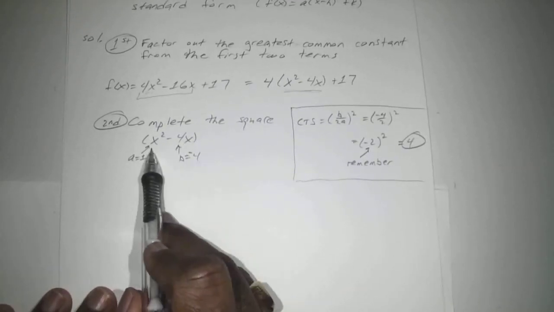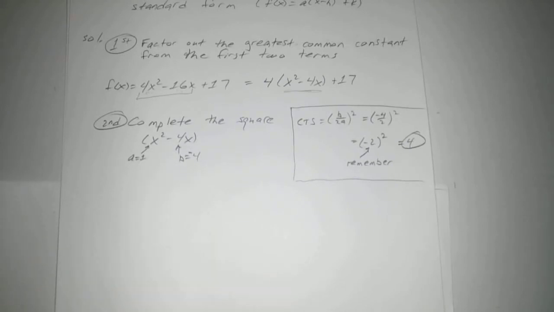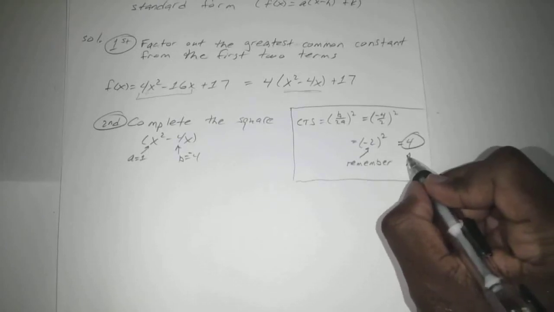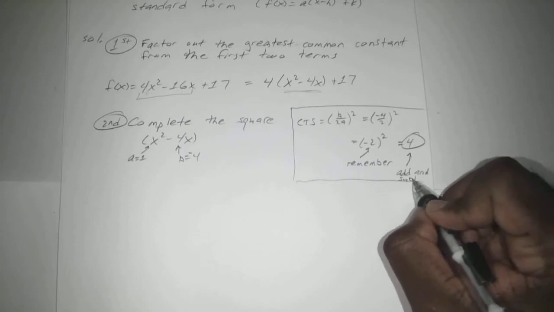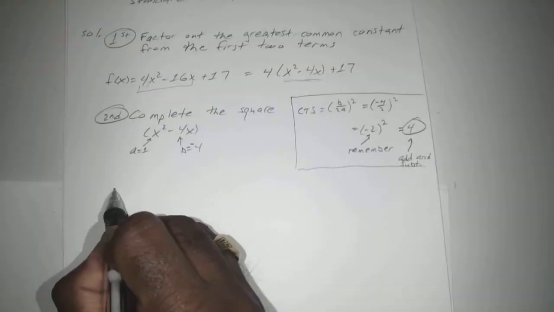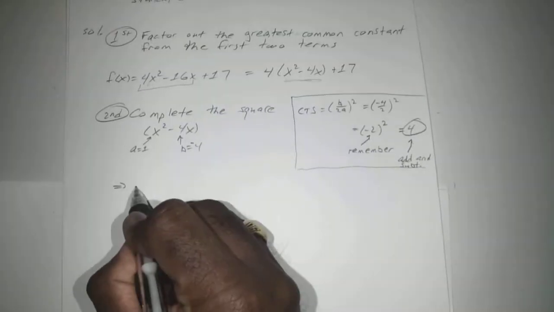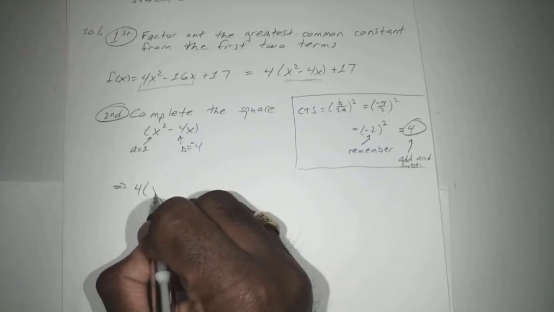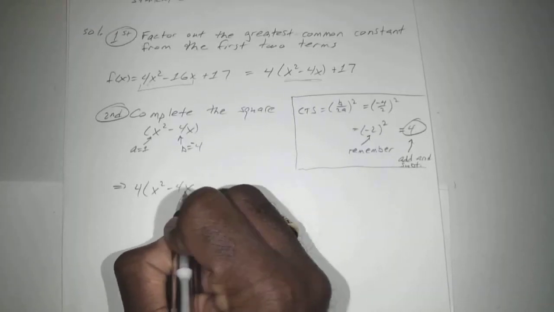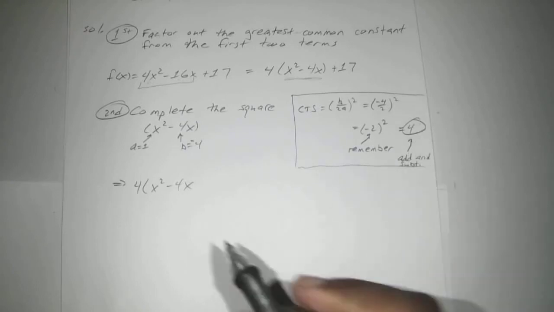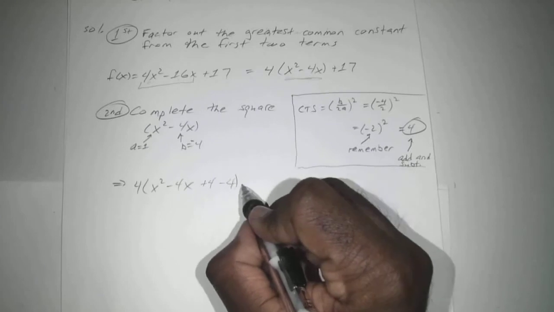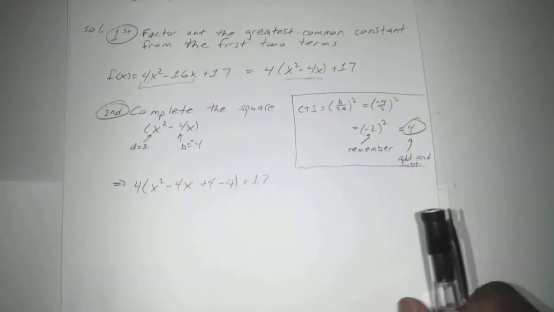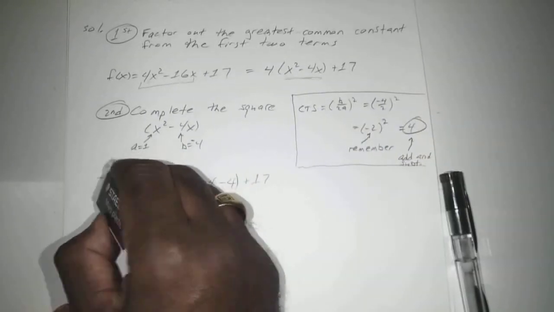Okay. Now remember, we're just completing the square, so we're just going to add and subtract that value. We're not going to do it on both sides of the equal sign or anything like that. So this value you just add and subtract. Okay. So that means we end up with 4 times x squared minus 4x plus 4 minus 4, plus 17. Might as well put the f of x in front here.